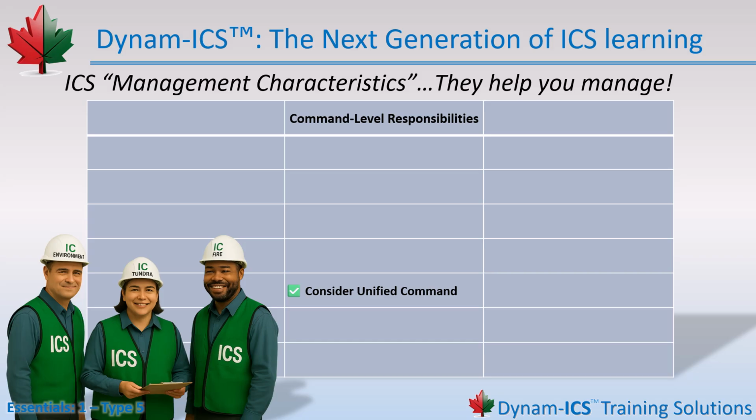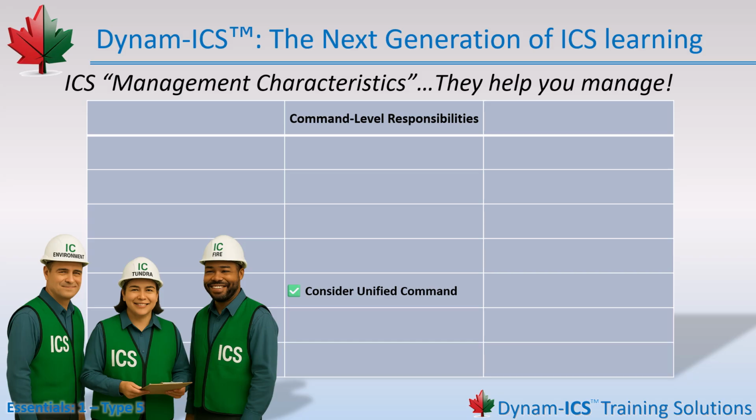You likely won't see much unified command in a Type 5 incident. Those are usually small, like single agency operations. But as you move into Type 4, where outside resources start showing up, unified command starts to appear. And once you hit Type 3 and larger incidents, it becomes far more common because multiple agencies now have a stake in the response and recovery.